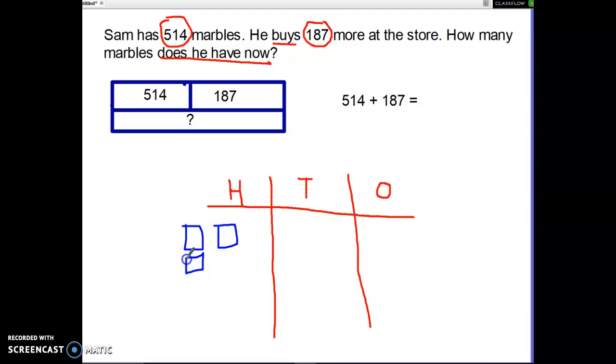I have 5 hundreds, 1 ten, and 4 ones. 1, 2, 3, and 4. Now I'm going to add 187. So 1 hundred, 8 tens, and 7 ones.